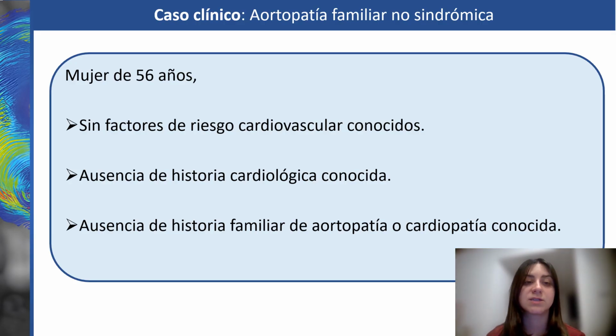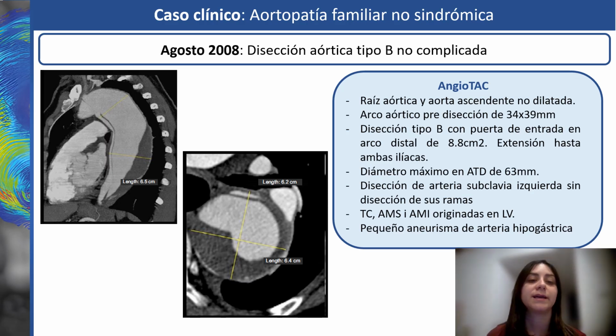This is a 56-year-old woman who has no known cardiovascular risk factors and no prior cardiac history. Initially, there were no family histories that suggested heart disease or aortopathy. She was admitted in August 2008 to another center due to chest pain that required an aortic angiotomography, where a type B aortic dissection was observed, as you can see here in the CT images.